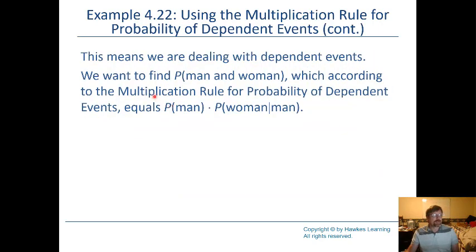So we've got the probability of choosing a man and then a woman, which is going to be using this formula: probability of choosing a man, then probability of choosing a woman given a man was chosen first. Okay, so we had 17 men and 41 total.